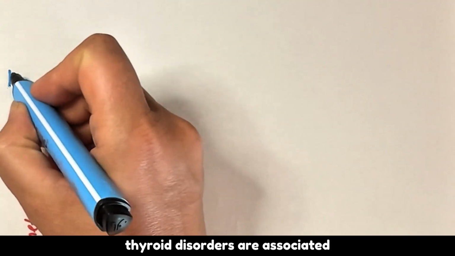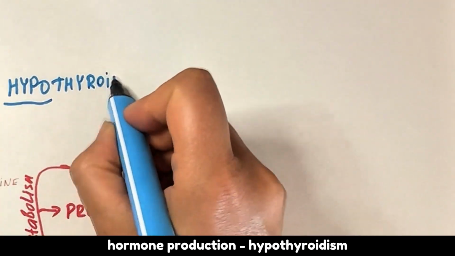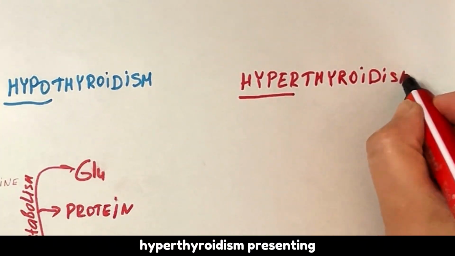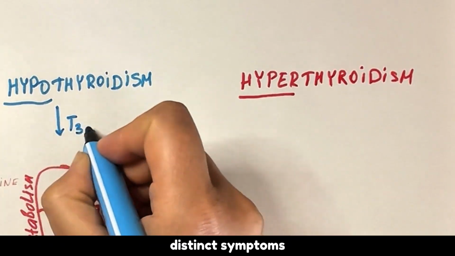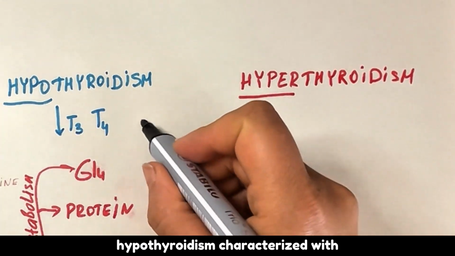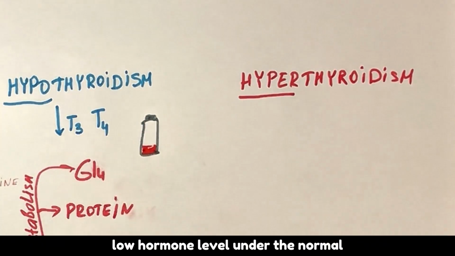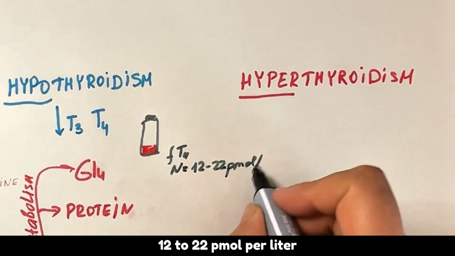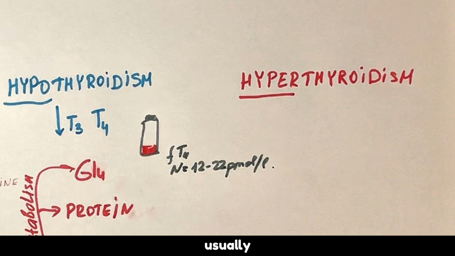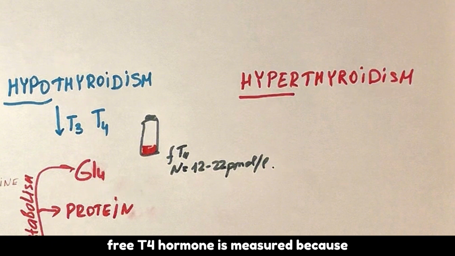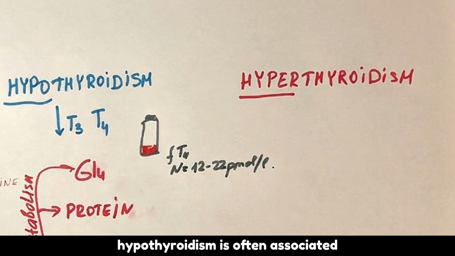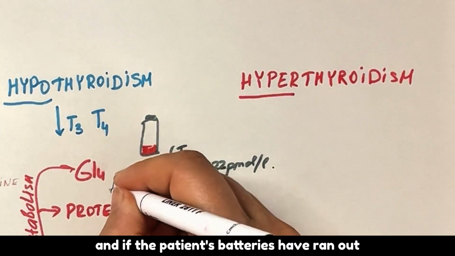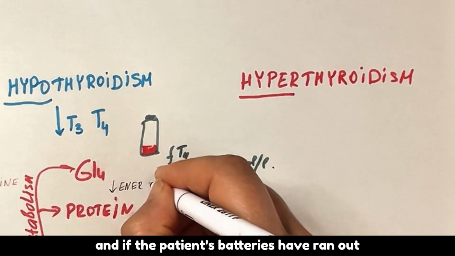Thyroid disorders are associated clinically with either insufficient hormone production, hypothyroidism, or excessive hormone production, hyperthyroidism, presenting distinct symptoms. Hypothyroidism is characterized by a low hormone level, under the normal range of T4, 12 to 22 pmol per liter. Usually, the T4 hormone is measured because it's more stable than T3. Hypothyroidism is often associated with a state of exhaustion, as if the patient's batteries have run out.